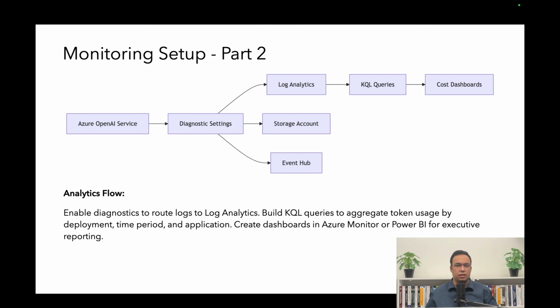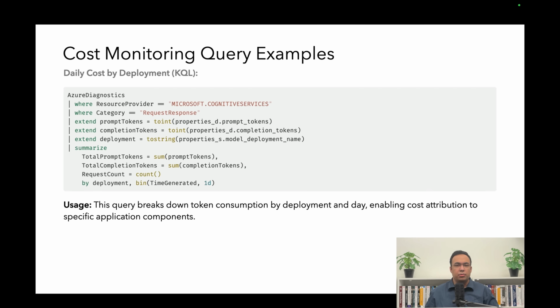The key insight is that raw logs are not useful by themselves. You need to aggregate them into meaningful metrics, visualize trends, and make the data accessible to people who can take action based on it. For example, you might create a dashboard showing daily token consumption by deployment. If you see a sudden spike in one deployment, you can investigate whether it's legitimately increased usage or a bug causing runaway API calls. Without this visibility, you would only discover the problem when you get a surprisingly large bill at the end of the month. Now, let me show you a practical KQL query for cost monitoring.